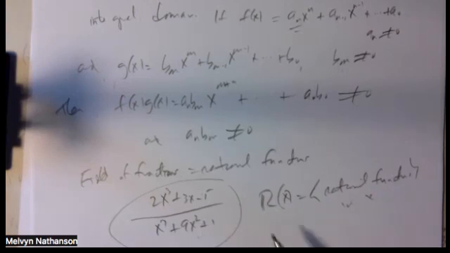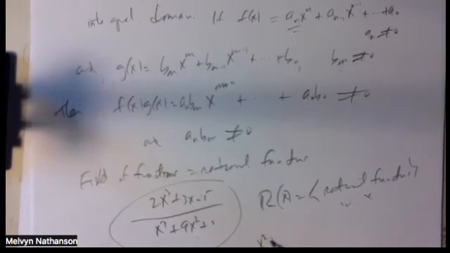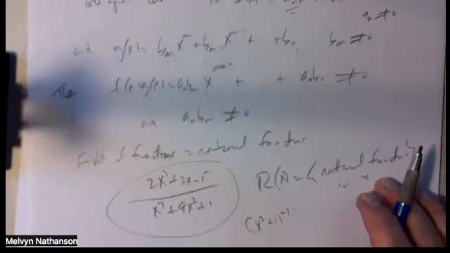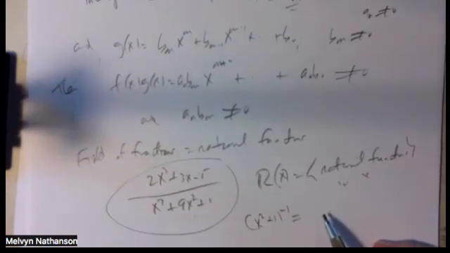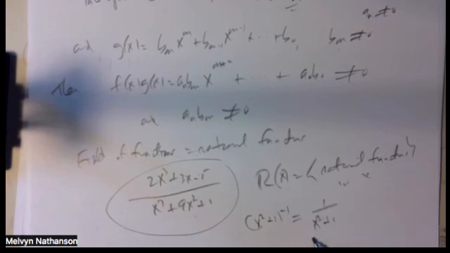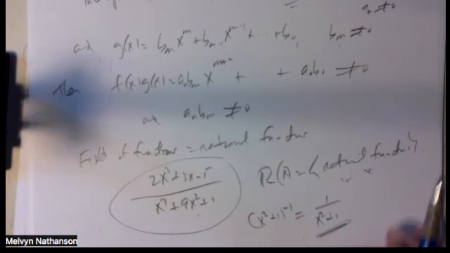If you look at x squared plus 1, it has no inverse in the polynomial ring, but in the rational function field, its inverse is 1 over x squared plus 1. This is a very nice rational function, and this times x squared plus 1 is equal to 1. Okay.